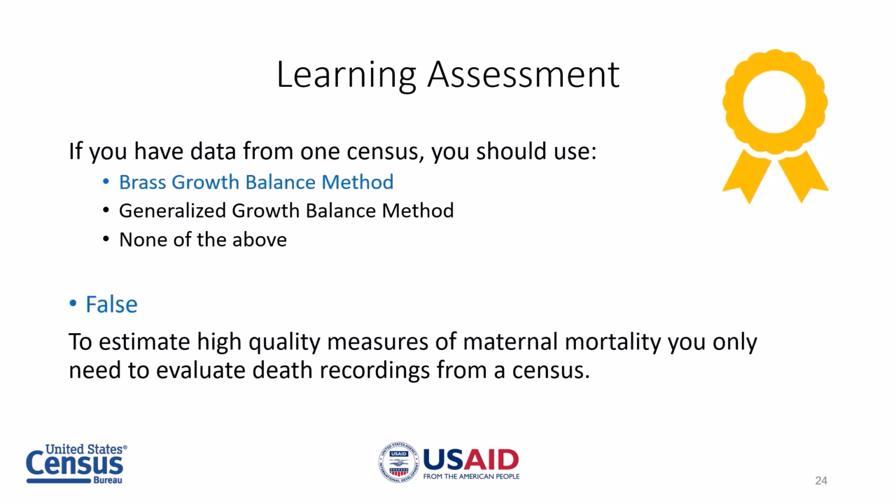Here are the answers for the questions. First question. If you have data from 1 census, you should use the Brass growth balance method. The GGB or SEG methods require data from 2 consecutive censuses. Second question. The statement, to estimate high-quality measures of maternal mortality, you only need to evaluate death recordings from a census, is false. You also need to evaluate census coverage of population and birth records.